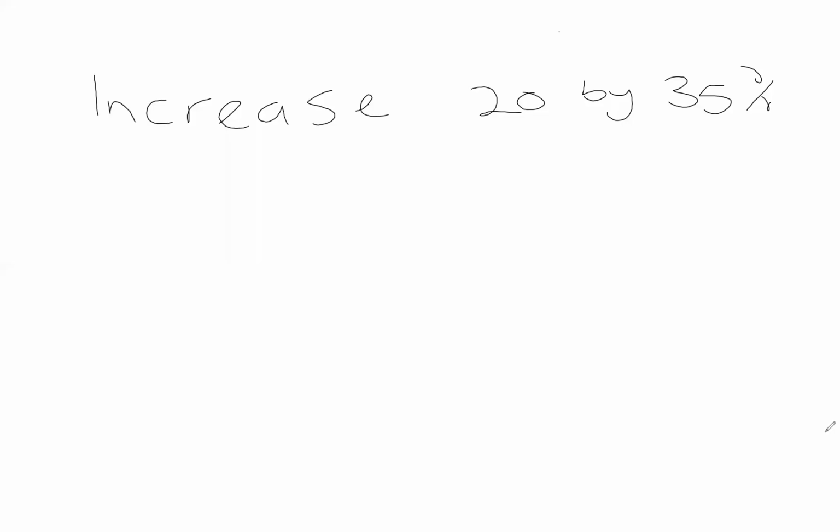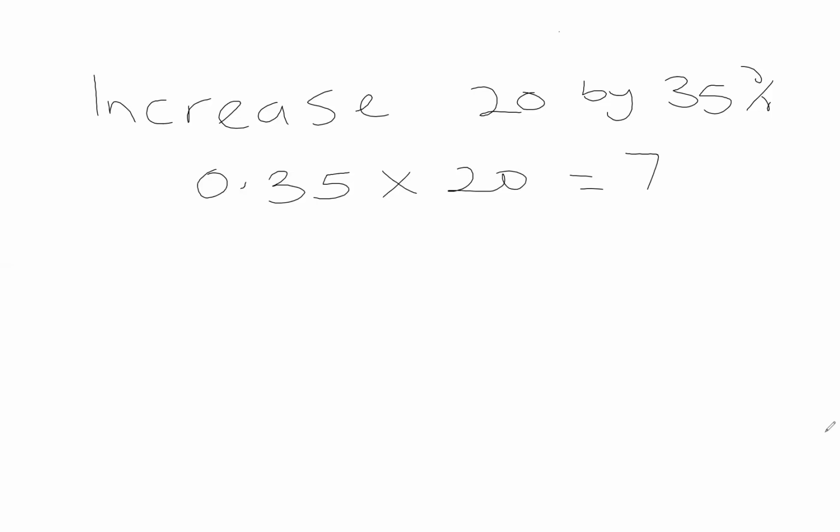To increase 20 by 35%, the normal process you might recall is to find 35% of 20. So we're going to use our multiplier and do 35% of 20, which is 0.35 times 20. And that should give us 7 if you use your calculator.